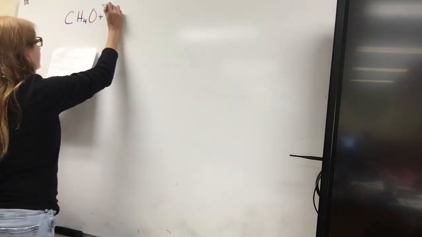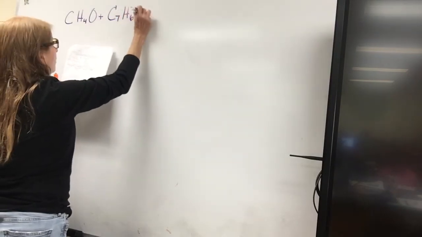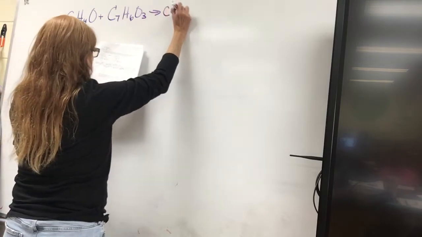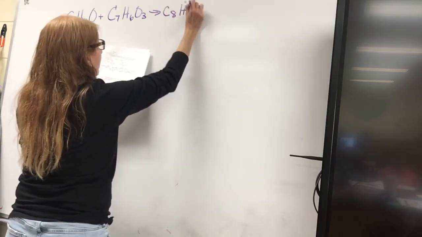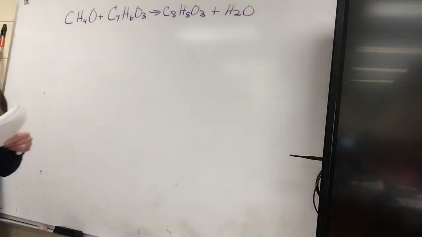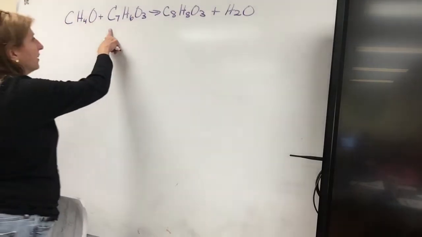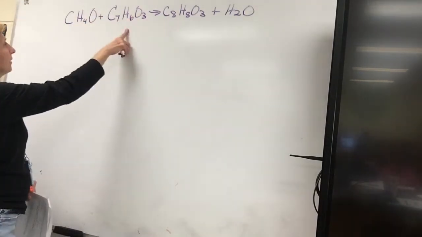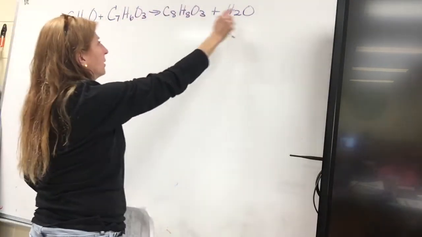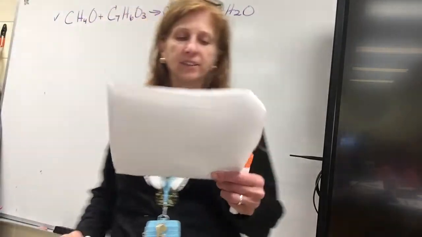CH4O plus C7H6O3 yields C8H8O3 plus H2O. Okay, now what do we do next? Check and see if it's balanced, is it? 1 plus 7 is 8, 8. 4 plus 6 is 10, 8 plus 2 is 10. 1 plus 3 is 4, 3 plus 1 is 4. Check, it's balanced. Okay, so now what do we do?